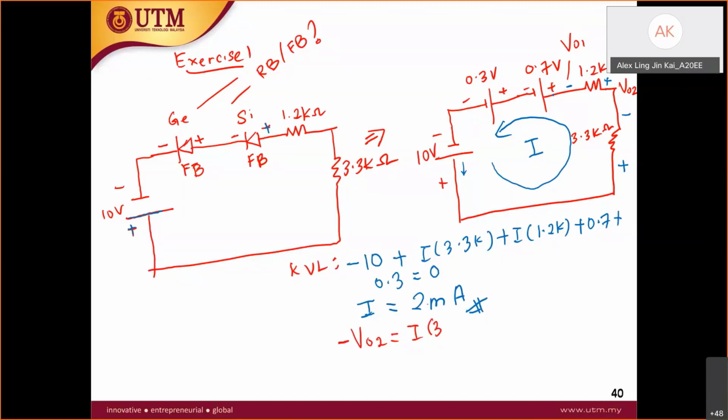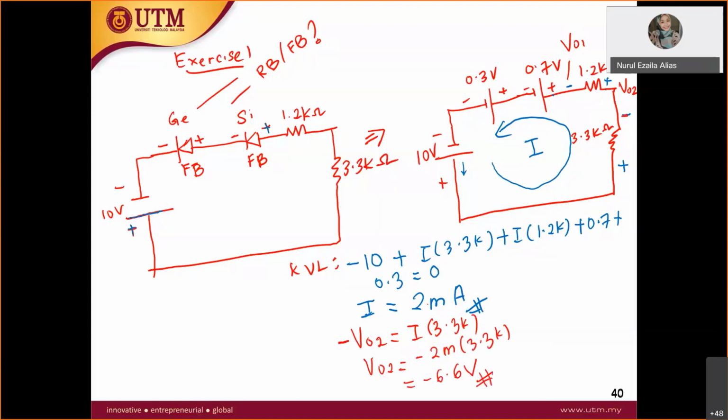So times 3.3K. We know that because this node V02 is connected to negative, therefore negative V02 equals I times 3.3K. So V02 is equal to negative 2 milli times 3.3K, which is equal to negative 6.6 volt.